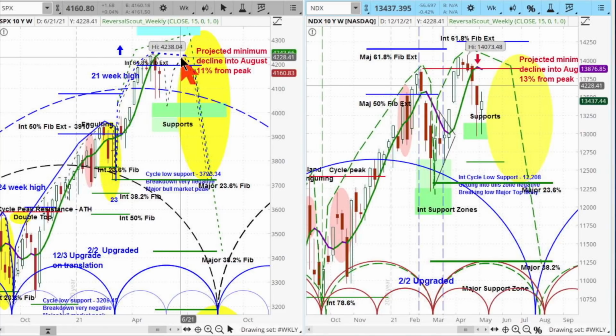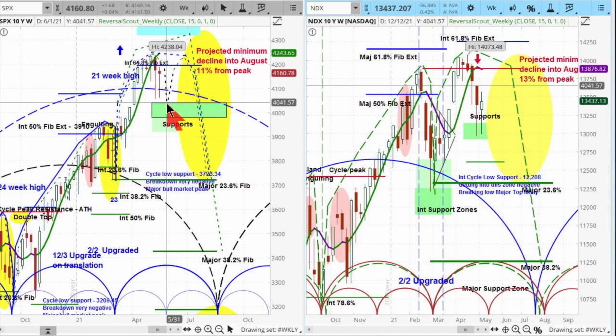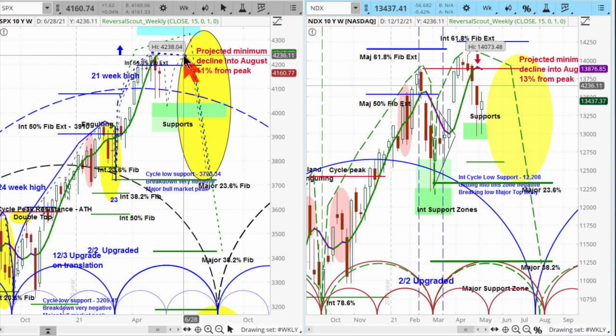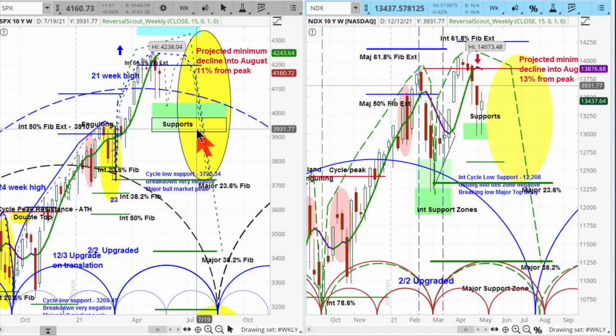And that comes out into later in June. So the decline here into some part late in May is what we were looking for, another rally into June, and then into this big period of risk coming up there where that big yellow oval is.